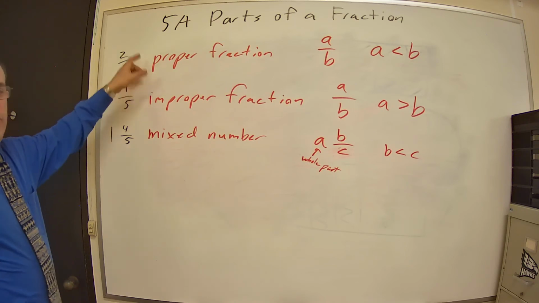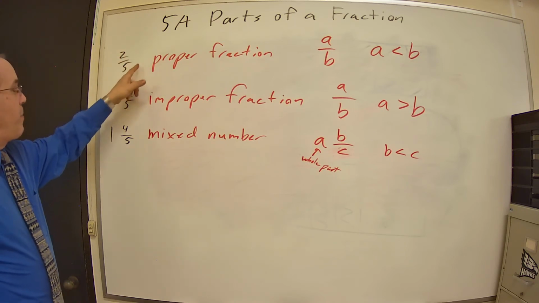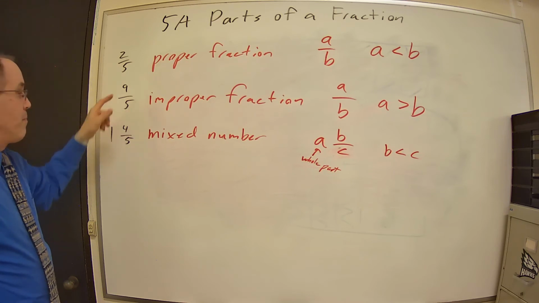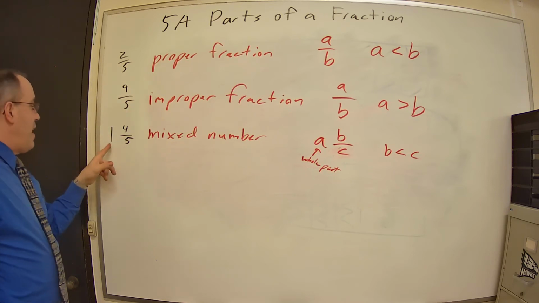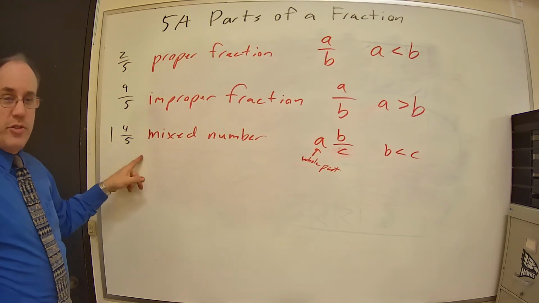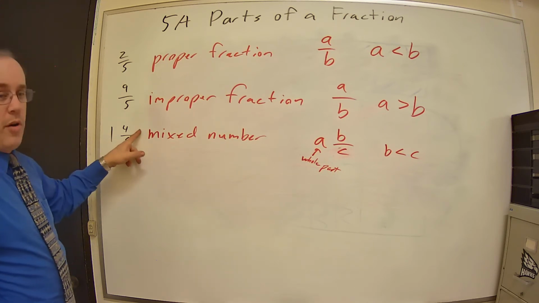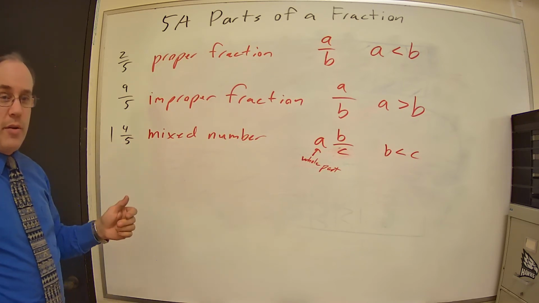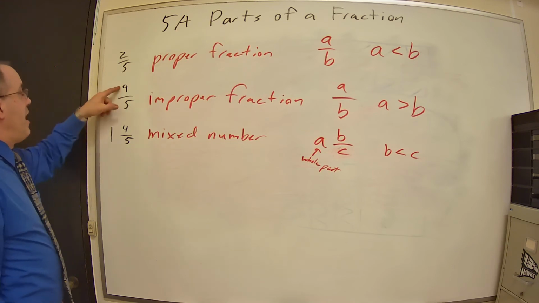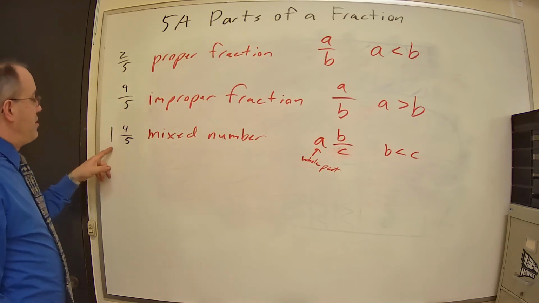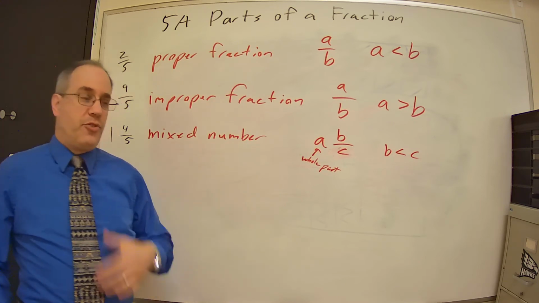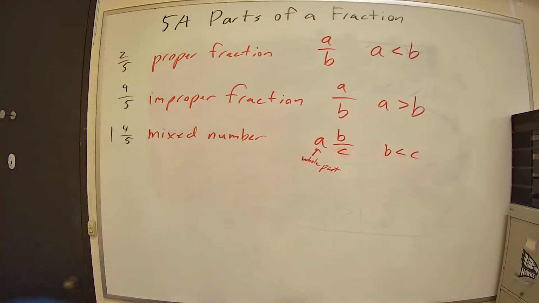So proper fraction, the numerator is smaller than the denominator. Improper fraction, the numerator is greater than the denominator. Mixed number, you have a whole part and a fractional part, where the fractional part, the numerator, is smaller than the denominator. Now we may notice with this that 9/5 is the same as 1 and 4/5. So there's a lot of things we can do with that.